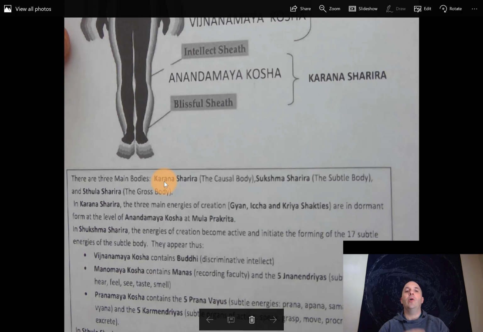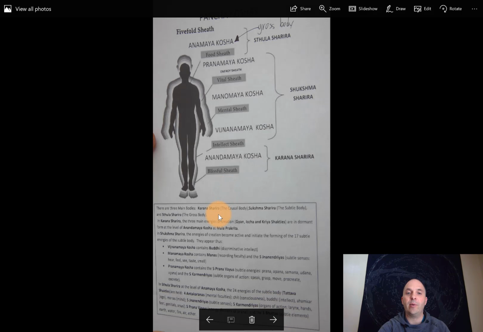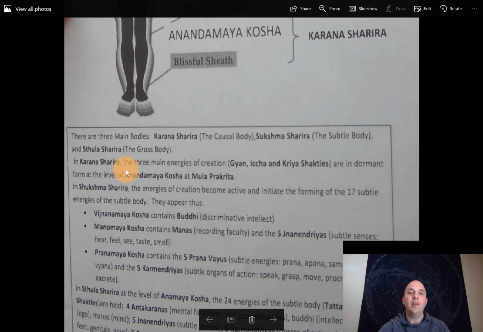So anyways, here we have the soul, but the soul is encased in its karma. And that makes a lot of sense, because if we call this the causal body, talking about cause, what was cause again? A person or thing that gives rise to an action, phenomenon, or condition. And then when we talk about Karana Sharira right here, it says the 3 main energies of creation are dormant in the form of Anandamaya kosha.